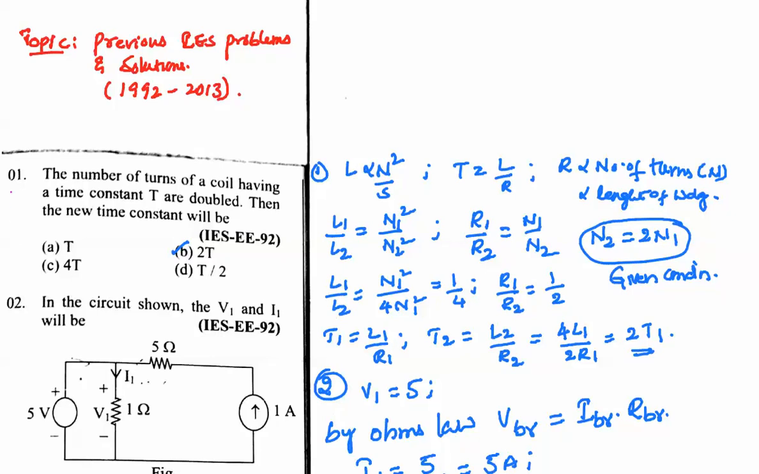The first question on the screen: the number of turns of a coil having a time constant tau are doubled. That means the time constant will be dash. Here L is proportional to N squared, as we know from the formulas, and the time constant is L by R. So we need to find the time constant when the number of turns of a coil is doubled. As the number of turns is doubled, the time constant is also doubled here.